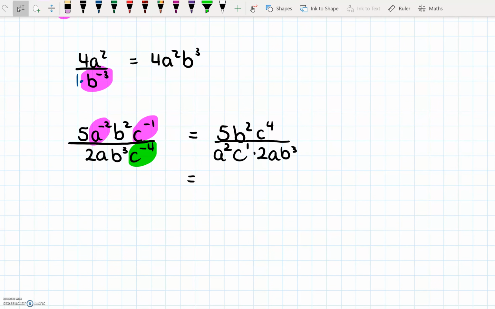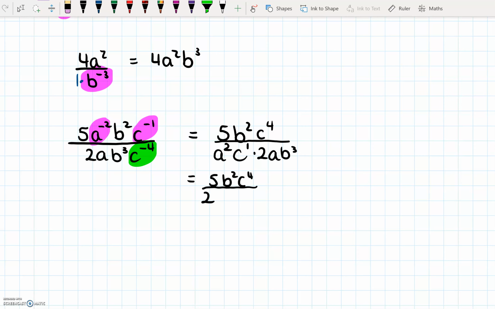Then we're going to look a bit more closely. So 5b squared c to the 4, we can't do anything there. We always put the coefficient at the start, which means that 2 needs to move to the start. And remember, we always put our variables in alphabetical order.